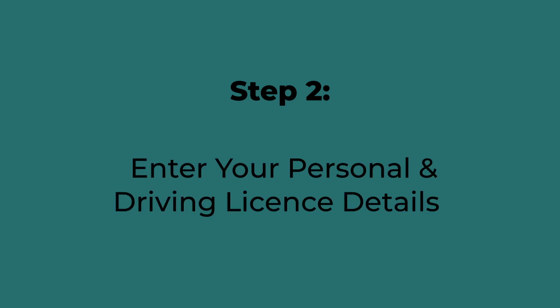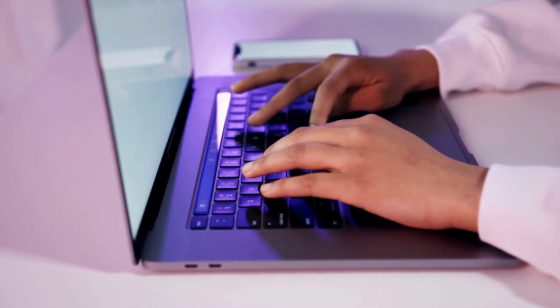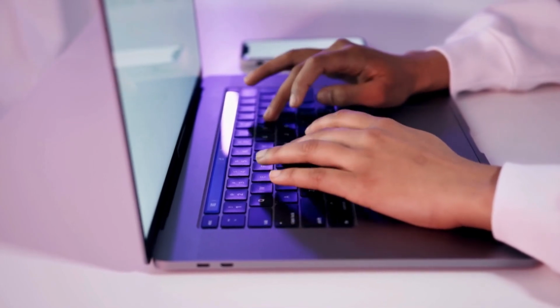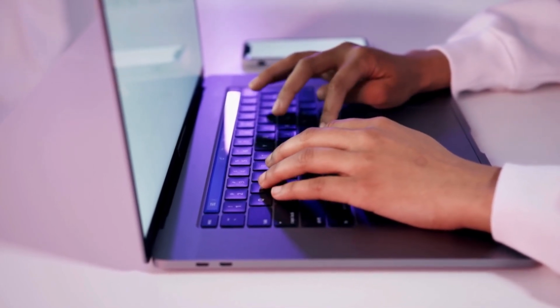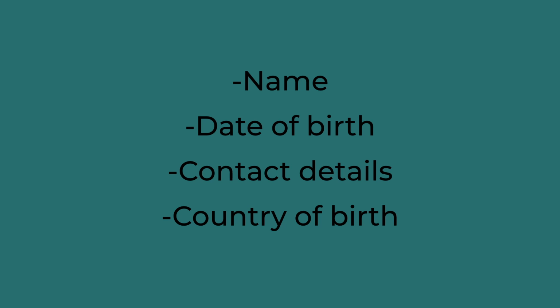Step 2. Enter your personal and driving license details. Now on the website you choose, you'll need to fill out a form with your personal information exactly as it appears on your UK driving license. This includes your first name, date of birth, contact details, and country of birth.